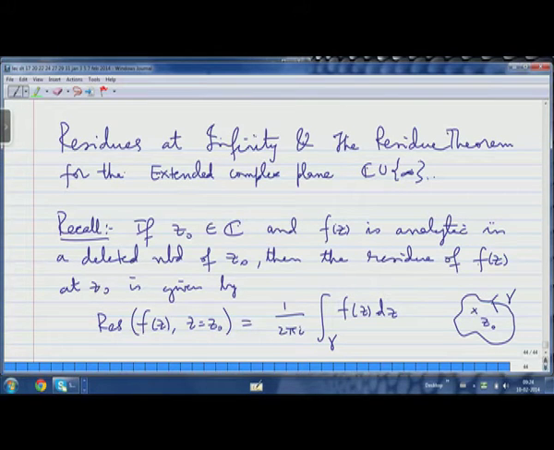Now the point is, this is one definition of residue, and as you can see, the importance of this definition is that if you multiply both sides by 2 pi i, what you will get is that 2 pi i times the residue is the integral of the function over gamma.